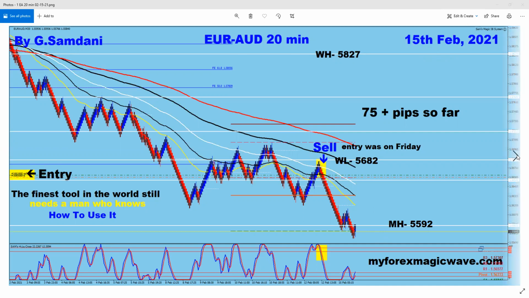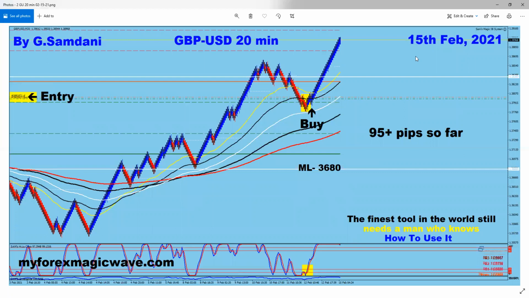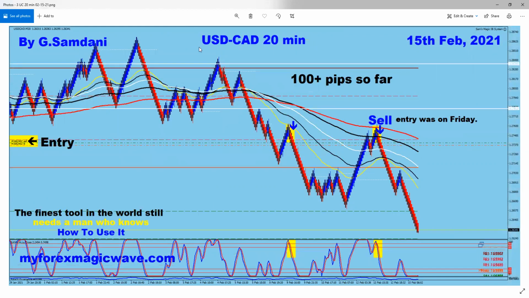So let's take a look. For example, this one again, the entry was on last Friday and then closed on Monday on the 15th. Okay, and this is Pound USD 20-minute for 95 pip. Right. And the next, another one, USD CAD 20-minute, entry was, you can see, last Friday, but closed on Monday. I put it here.